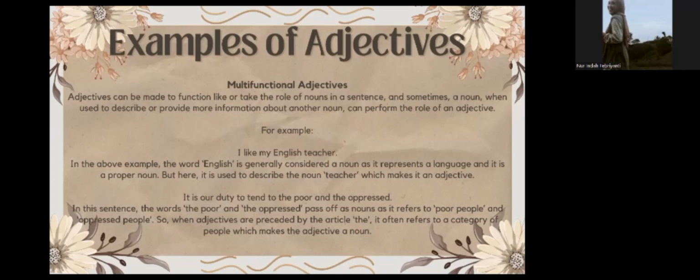It is our duty to tend to the poor and the oppressed. In the sentence, the words the poor and the oppressed pass off as nouns as they refer to poor people and oppressed people. So when adjectives are preceded by the article the, it often refers to a category of people, which makes the adjective a noun.